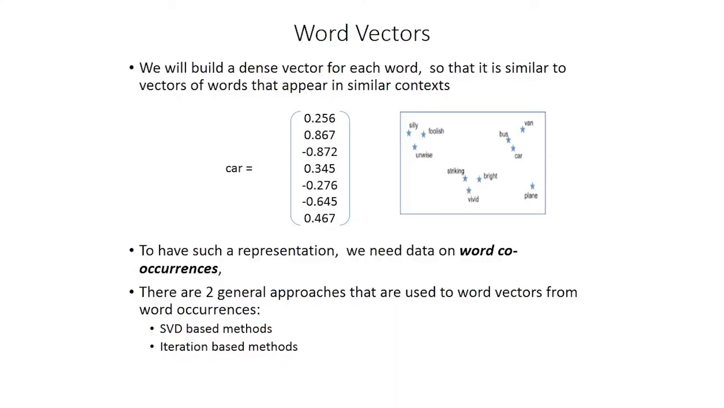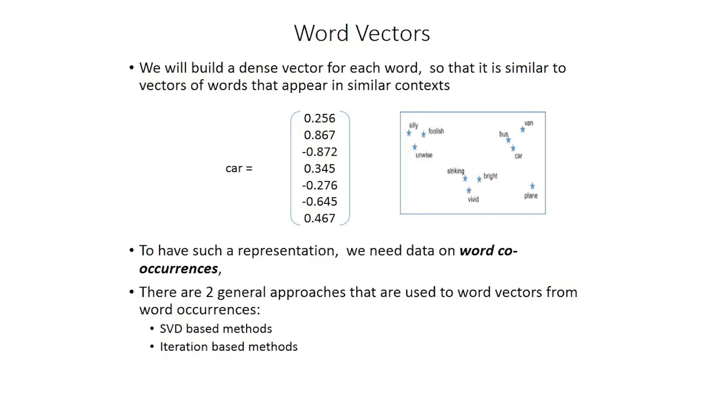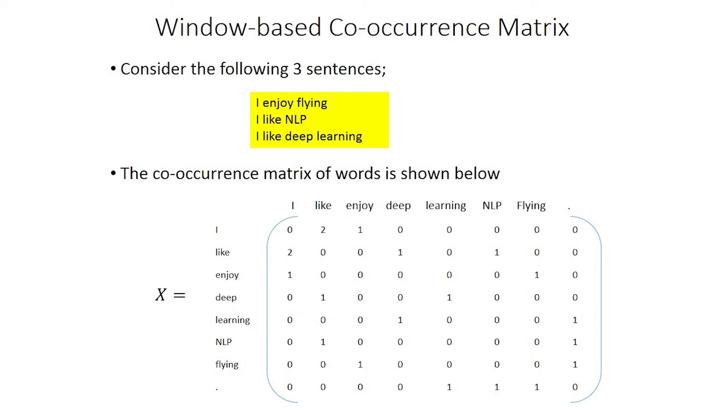If you have got such a representation, for instance, here I've got the word car. It has got this vector representation. This is just showing a two-dimensional view of it. I can group different words based on the two-dimensional plane that I have here. The words car, bus, van, because they appear in similar contexts, are more likely to carry the same senses. You've got silly, foolish, unwise, striking, bright, vivid, and you've got plain, which is more like an outlier.